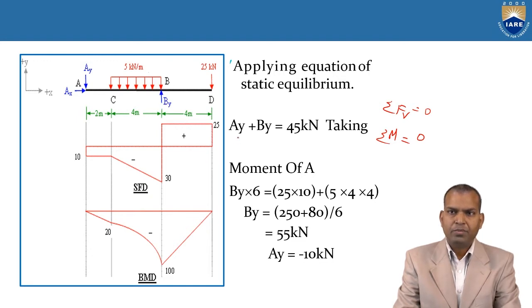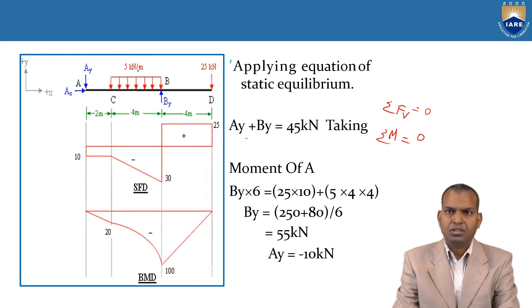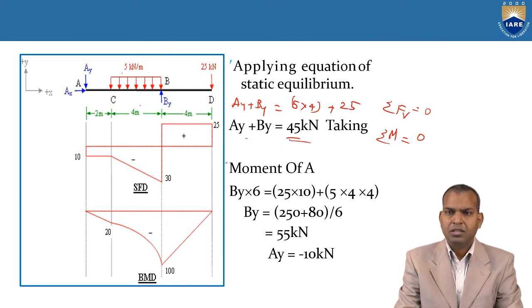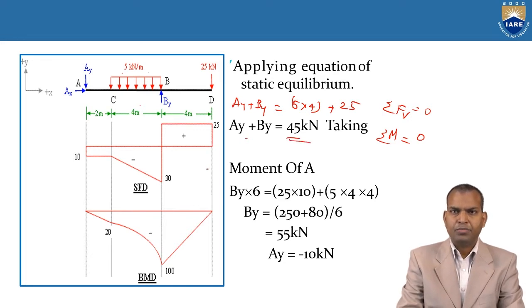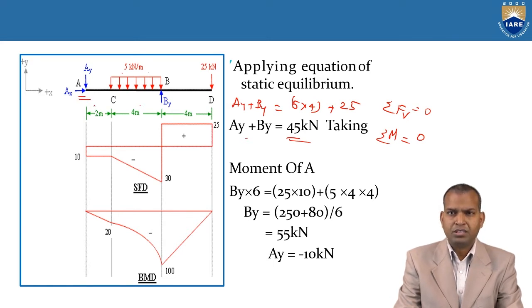Now, AY plus BY, upward forces equal downward forces. That is AY plus BY equal to the total load, that is 5 into 4, 20, plus 25, 45 kilonewtons. Now take moments about an arbitrary point, that is support A. We are going to take moments about A.